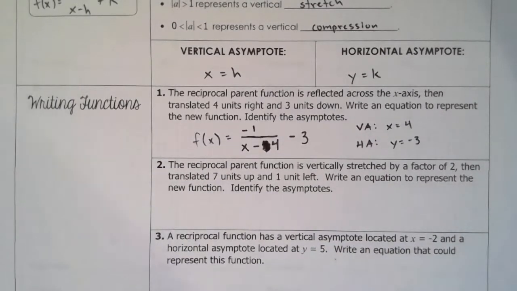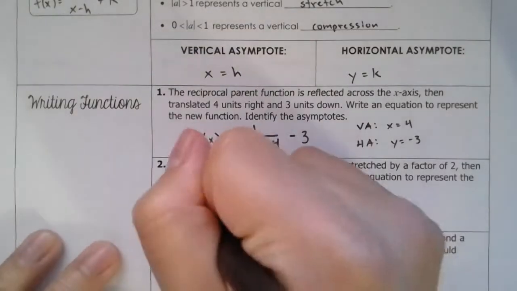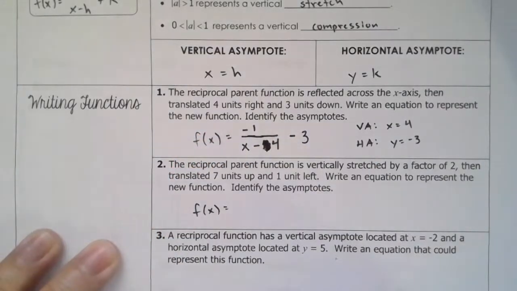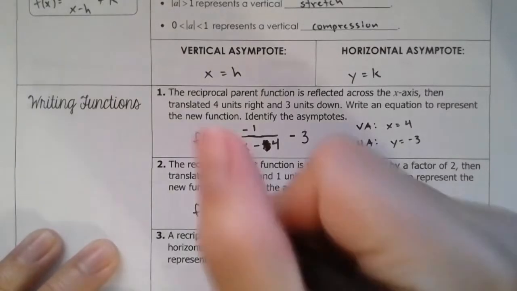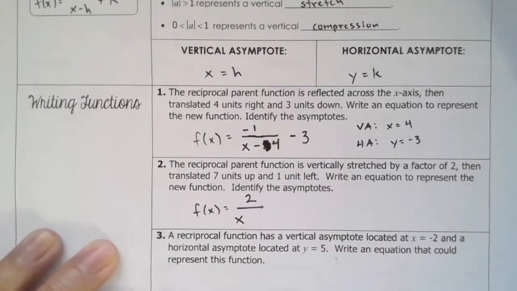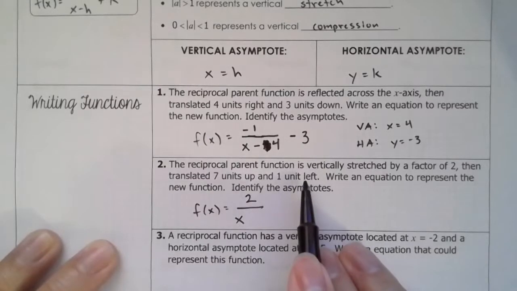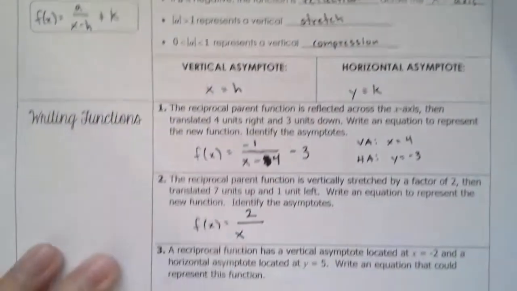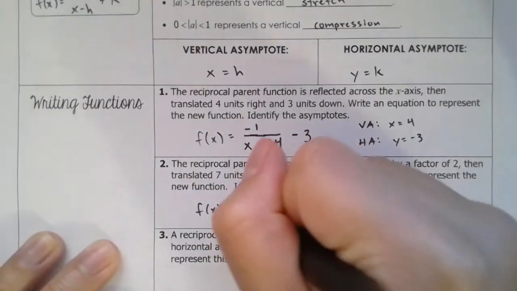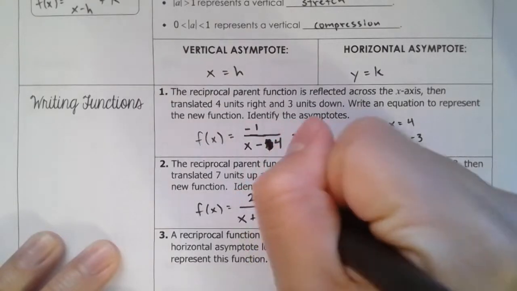The second one says the reciprocal parent function is vertically stretched by a factor of 2, then translated 7 units up and 1 unit to the left. Write an equation to represent the function, then find the asymptotes. So f of x, it's stretched by 2, so my a is now 2, there's no reflection, so it's positive, and I'm going to have x, it says 1 unit to the left, so I'm plugging in a negative 1, so because it's minus in its form here, I'm going to have plus 1, and then 7 units up, so plus 7.